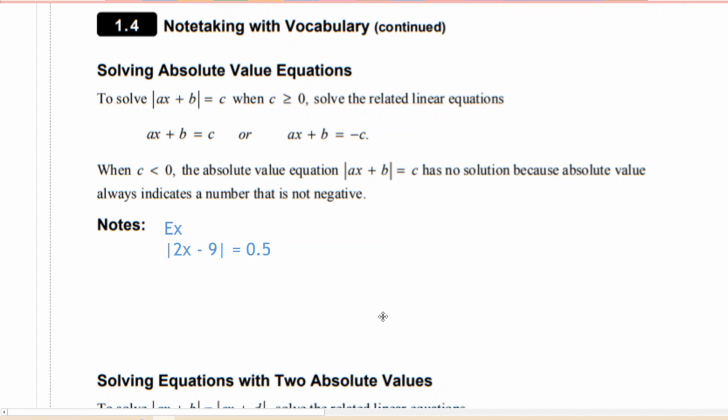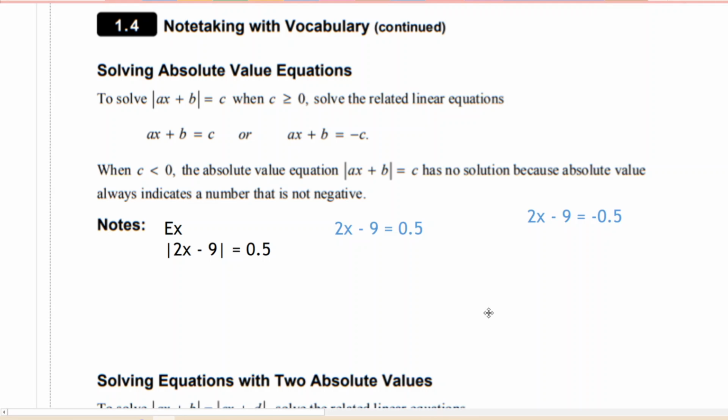So the example that we're going to use is we're going to say that the absolute value of 2x minus 9 is equal to 1/2, or 0.5. So this is our example. Let's make that black, just so that you can see that that's where we started from. To find the solution, we're going to say that 2x minus 9 is either equal to 0.5, or 2x minus 9 could be equal to negative 0.5.